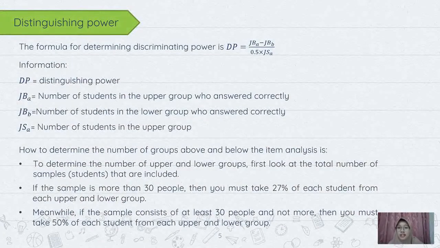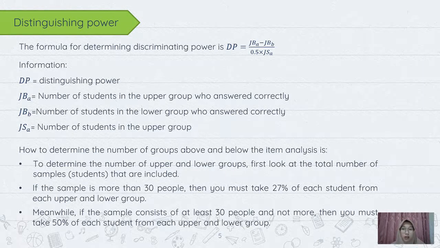Next is the distinguishing power. Distinguishing power of a question serves to determine whether or not a question can distinguish groups in the aspects that are measured according to the differences that exist in the group. This discrimination is also related to how well an item can distinguish the ability of test takers. The item discrimination index is basically an index of the items that can distinguish students who get high scores from students who get low scores.